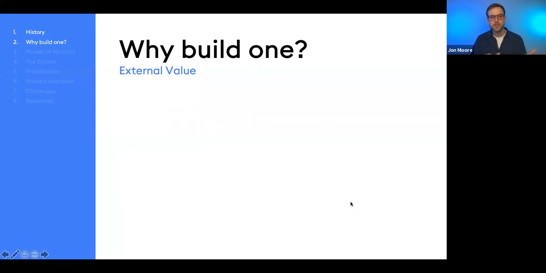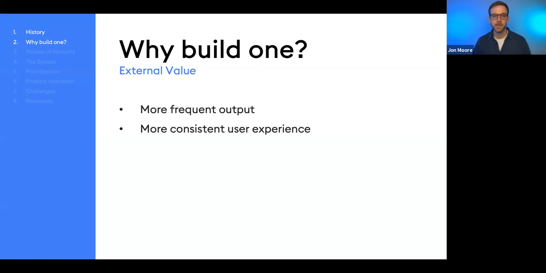So on the flip side then, external value. Design systems can be very self-serving for your business. They certainly will make you faster, but what you may not realize is in building them, you're actually providing a ton of value externally to prospects, to your customers, and those people who may want to use your tools someday. Why? Well, more frequent output. We talked about this on the internal value, much faster time to market. Well, on the receiving end, I'm actually getting more features from you more often because you're able to produce faster for me. And obviously, that's good for me.